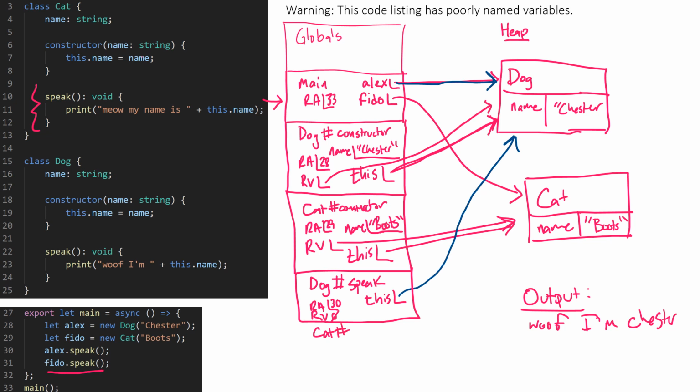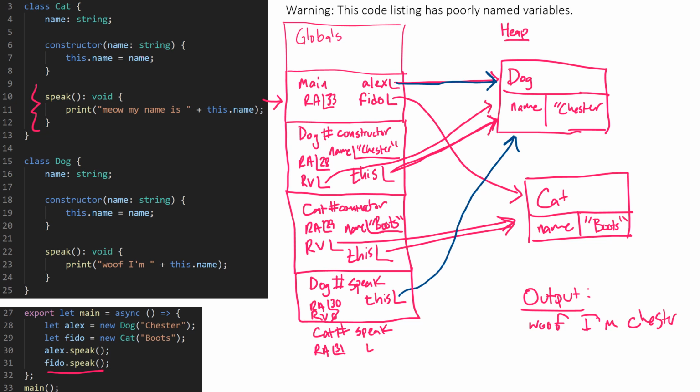So when we set up a frame for a method call, we put the class name first, followed by the method name. And here you can kind of start to see why we do that. Well, we can have a speak method that's specific to dog objects and one that's specific to cat objects, all right? So we've got our cat speak method. The return address is line 31.